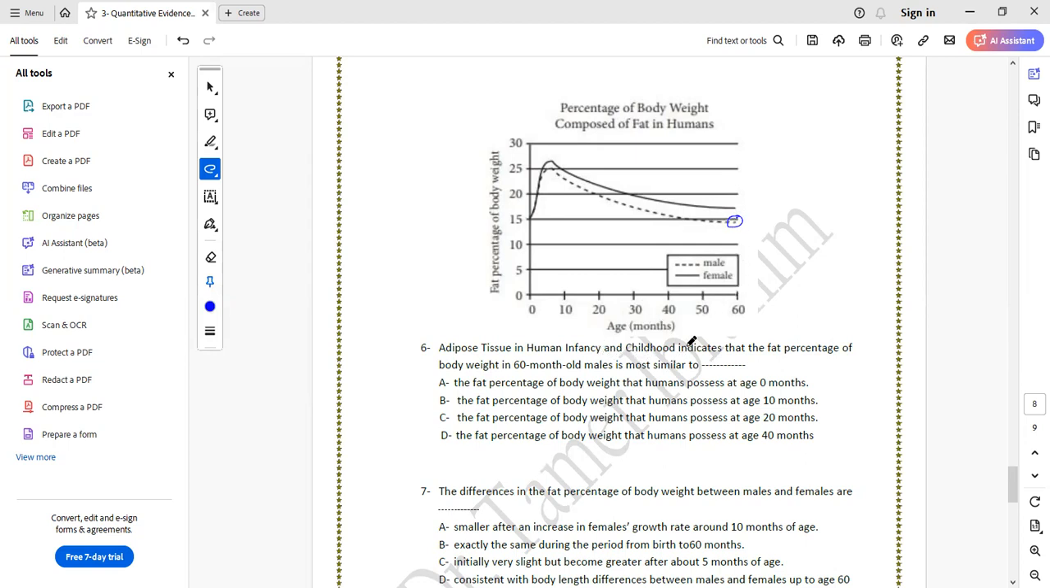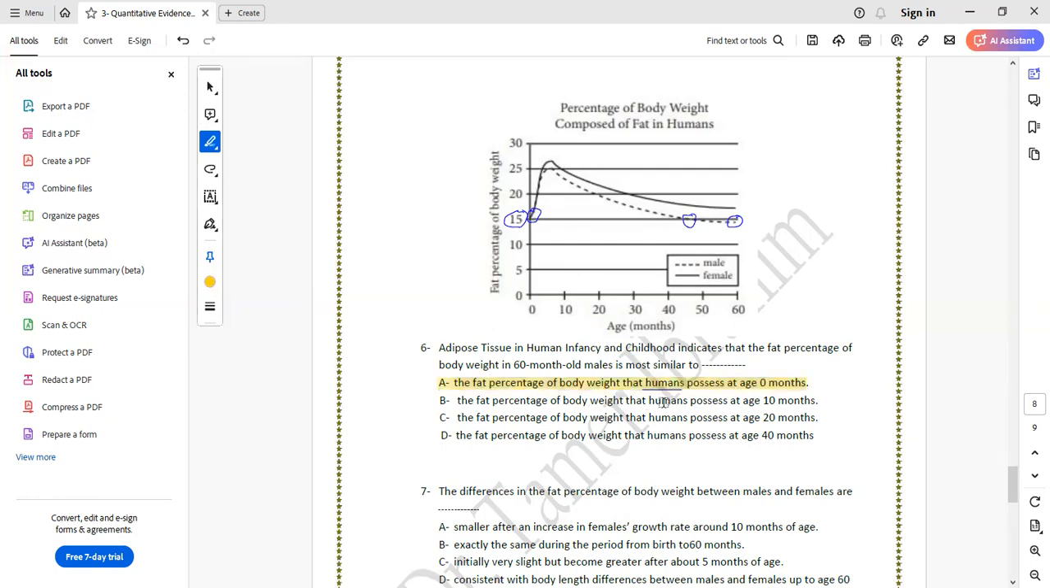old male is most similar to, as you can find that the 60-month-old male, it's around 15, nearly 15. So we need something that is nearly 15. As you can find here on the graph, nearly 15 is this part and this part. So let's find the fat percentage of body weight that humans possess at age 0. And here it says humans, so it doesn't mention male or female. And here at 0, male and female start to be together, and it's around 15. So maybe A.